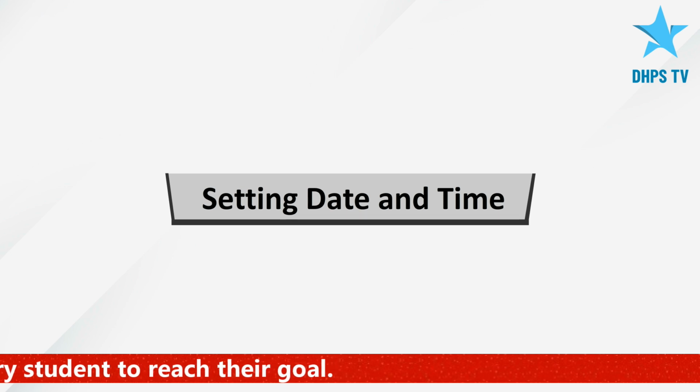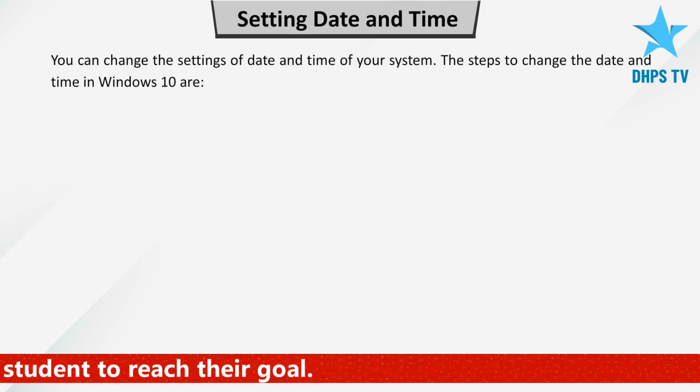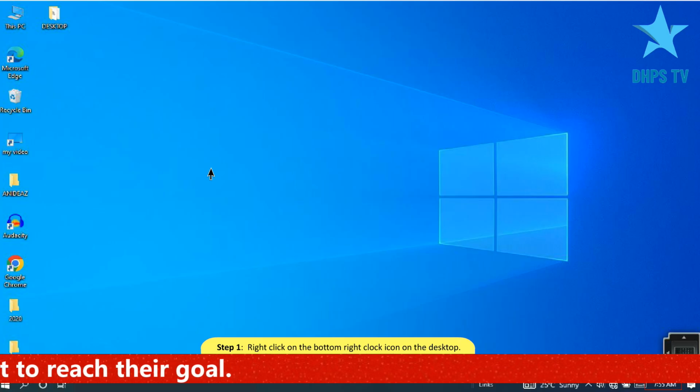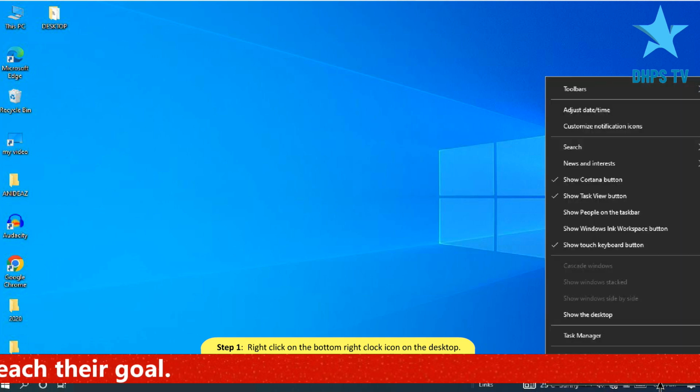Setting date and time. You can change the settings of date and time of your system. The steps to change the date and time in Windows 10 are: Step 1. Right-click on the bottom right clock icon on the desktop. The given pop-up small window will open.